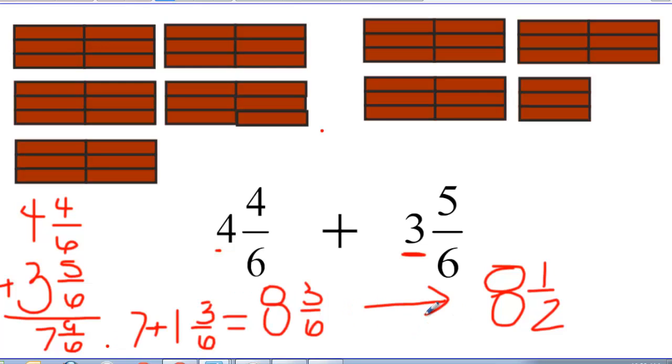You can add mixed numbers together without changing them into improper fractions, but then sometimes you have to deal with the improper fraction being part of the mixed number. So it's generally easier to just change them to improper fractions, add them together, and then change that whole improper fraction back to a mixed number, so you're not dealing with this situation.